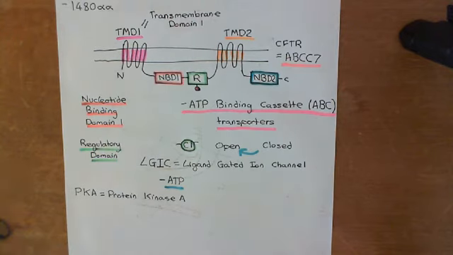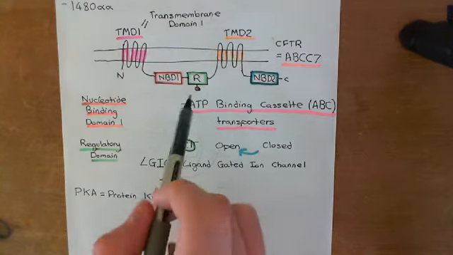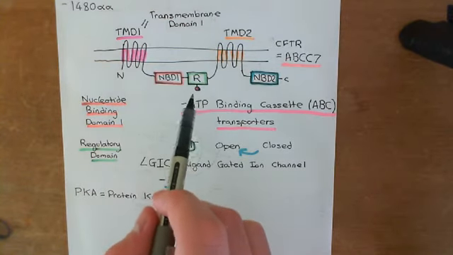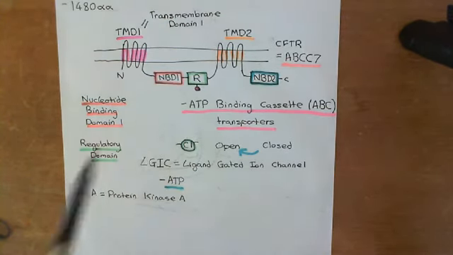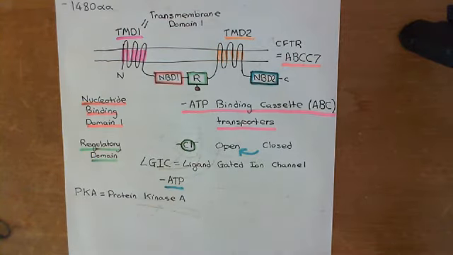Okay, now, I just want to add something else in here. I need to get something off my chest. Okay, protein kinase C. Protein kinase C is not capable of phosphorylating the regulatory domain in the same place as protein kinase A phosphorylates it.